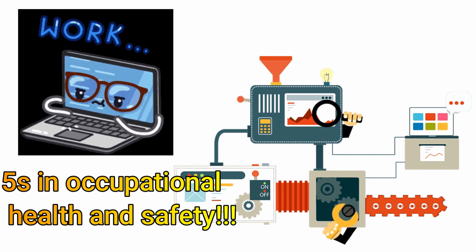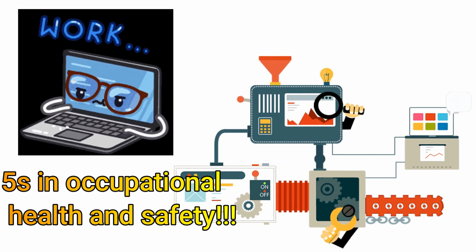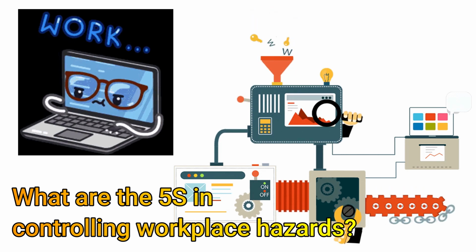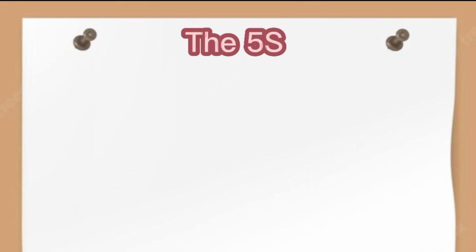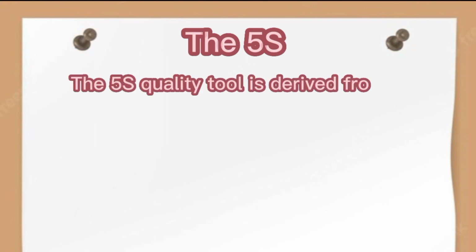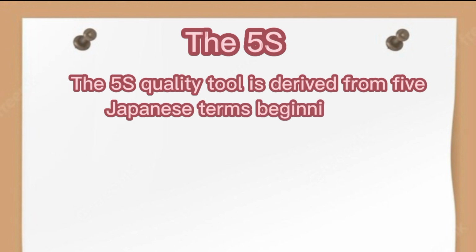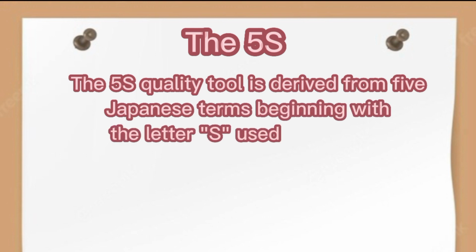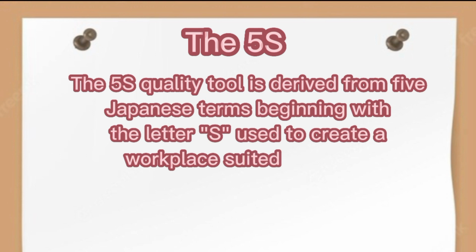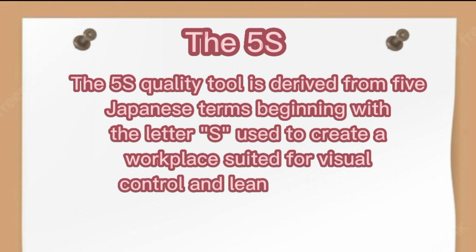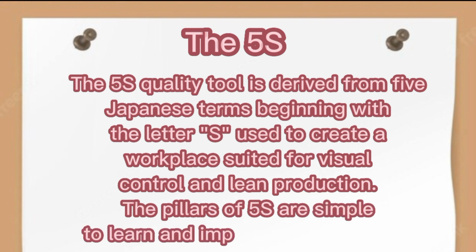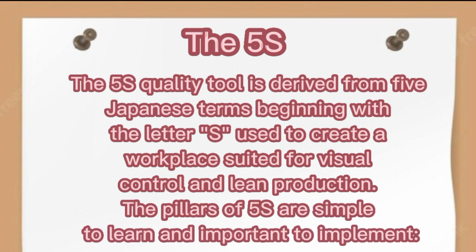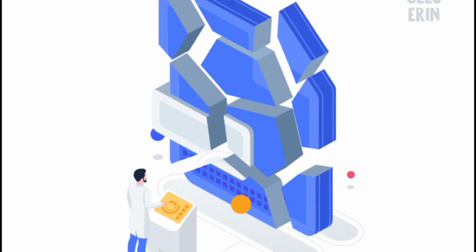5S in occupational health and safety. What are the 5S in controlling workplace hazards? Here are the 5S. The 5S quality tool is derived from 5 Japanese terms beginning with the letter S, used to create a workplace suited for visual control and lean production. The pillars of 5S are simple to learn and important to implement.